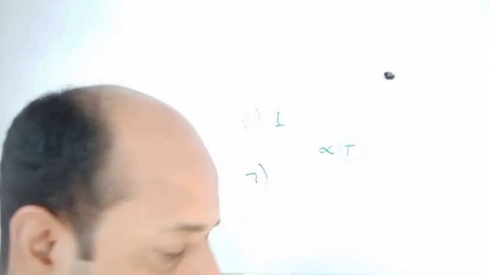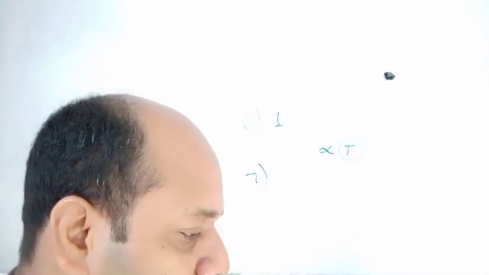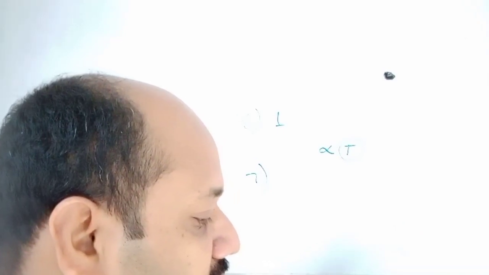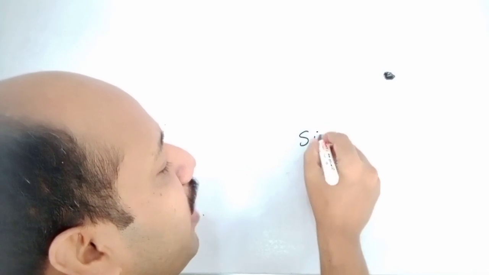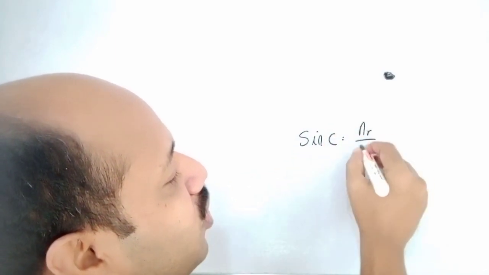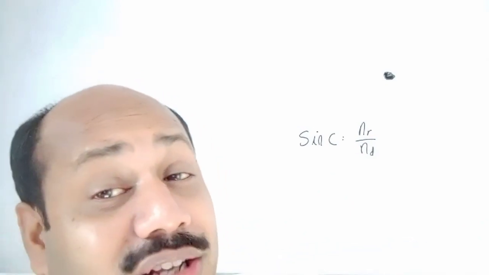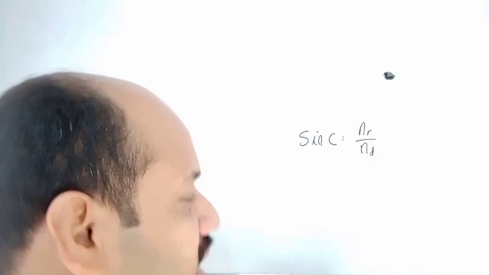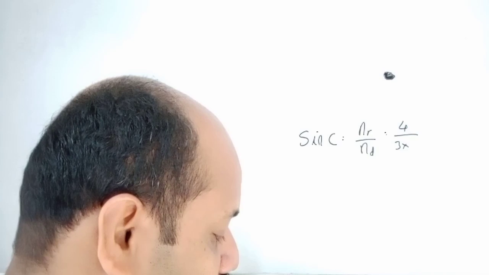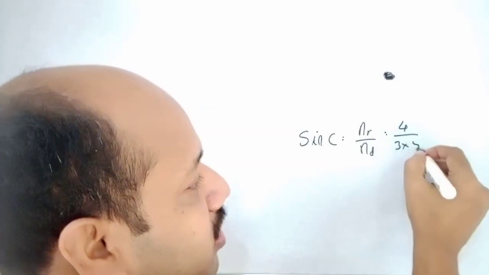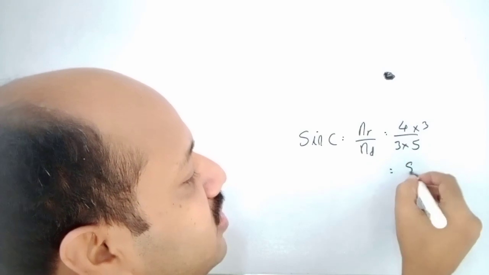Seventh question. The refractive index of water is 4 by 3, and that of the glass slab is 5 by 3. What is the critical angle for light going from glass to water? If one medium is air, we know that sin c is equal to 1 by n, where n is the refractive index of the denser medium. For a pair of media, sin c is equal to nr by nd, where nr is the refractive index of the rarer medium, the lesser one. Which is the lesser one? It is water, 4 by 3, and glass is 5 by 3. Now sin c is equal to 8 by 15.